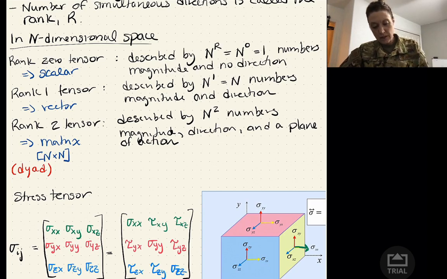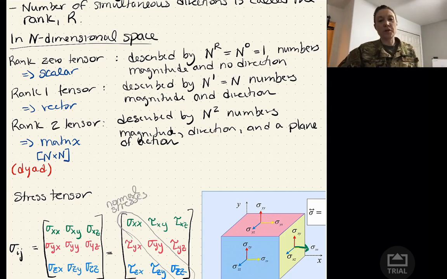And if you look at the main diagonal of this matrix, what you notice is that they're all sigmas. We would call these normal stresses, which, by the way, are related to pressure. And all of the other terms, the tau terms, we would call shear stresses. So if you hear the word stress tensor, you will know that it's a rank 2 tensor, and now you'll be familiar with it at least.